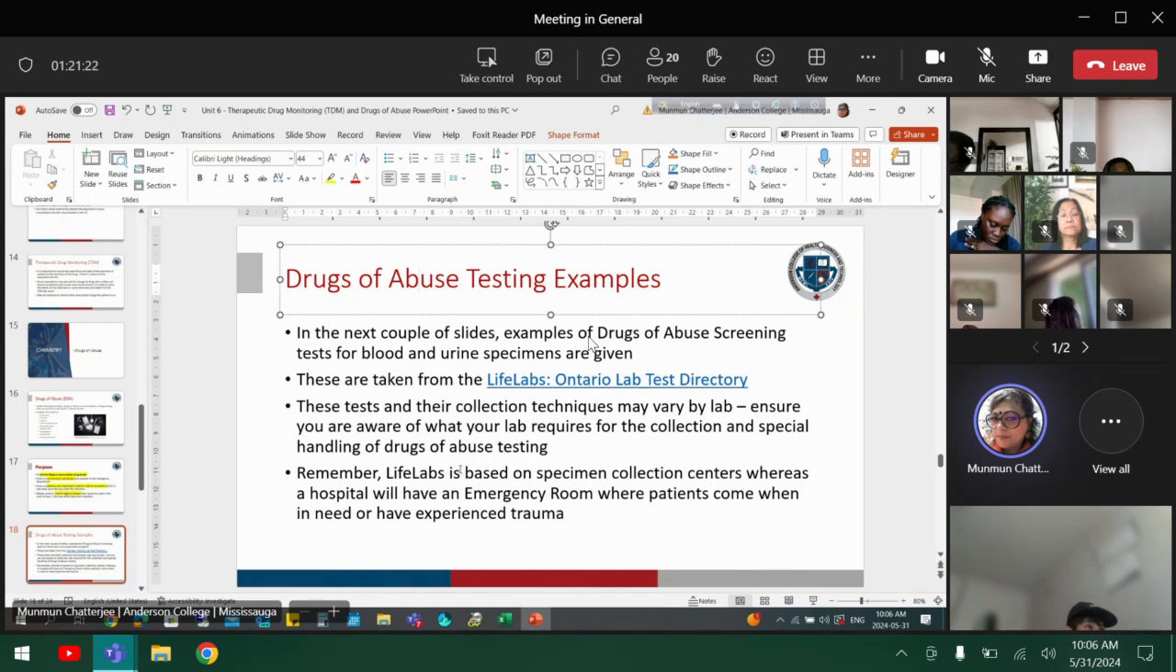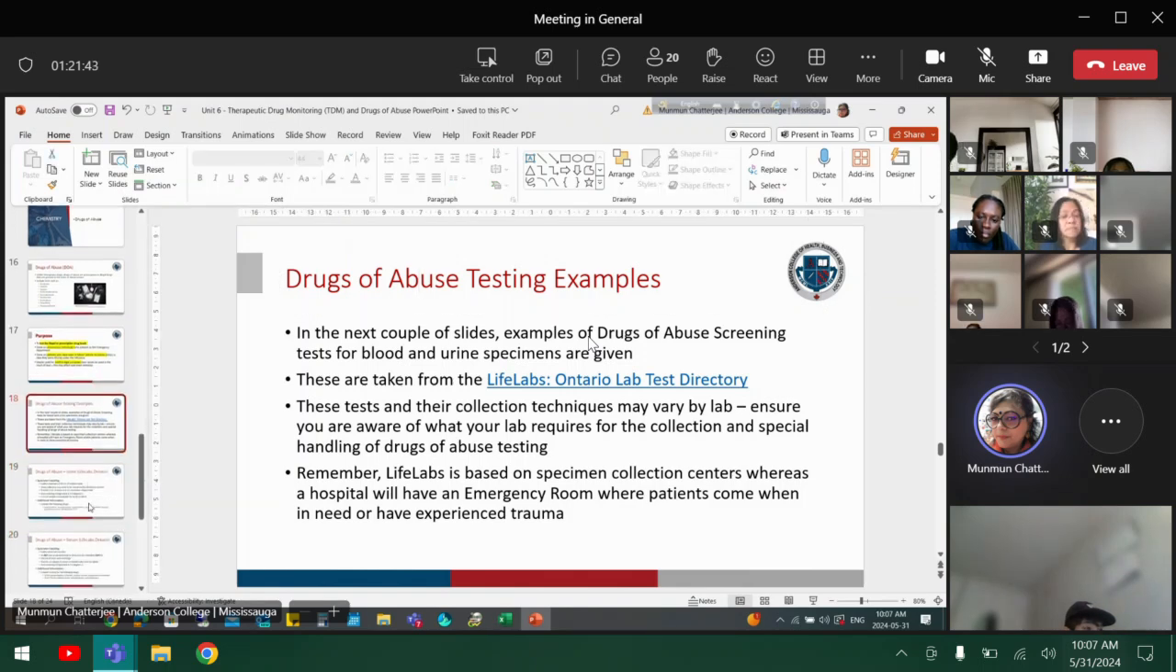Remember, LifeLabs is based on specimen collection centers, whereas a hospital will have an emergency room where patients come when needed, having experienced trauma. So the hospital is immediately testing it. But LifeLabs is collecting mainly in the collecting centers.